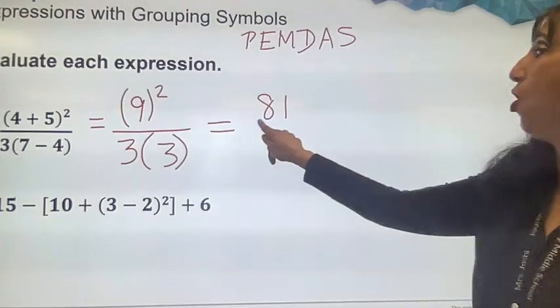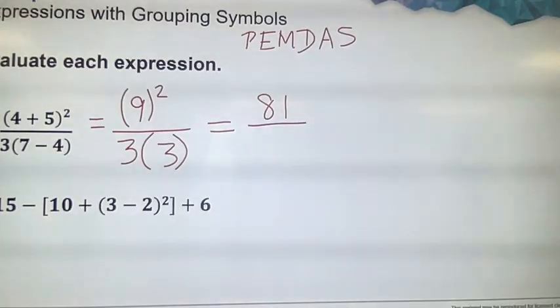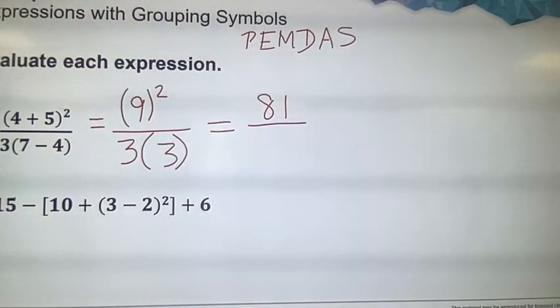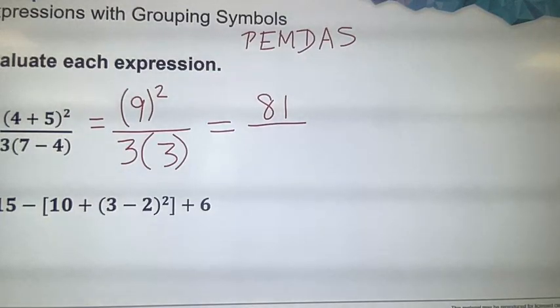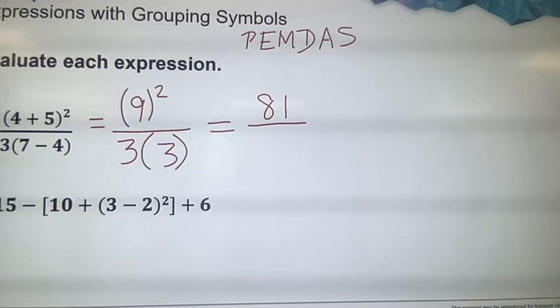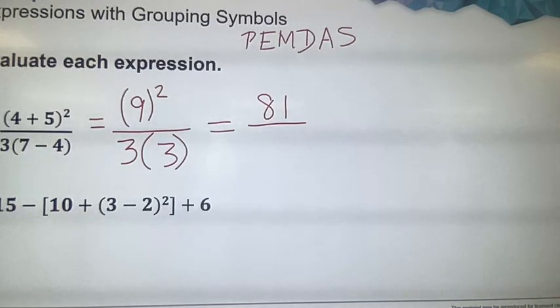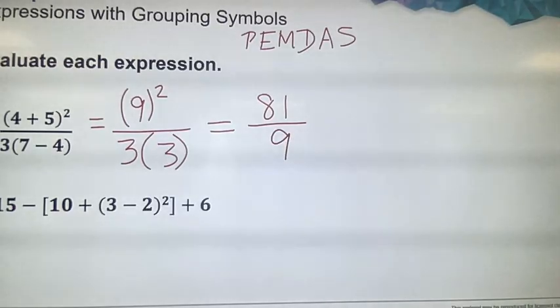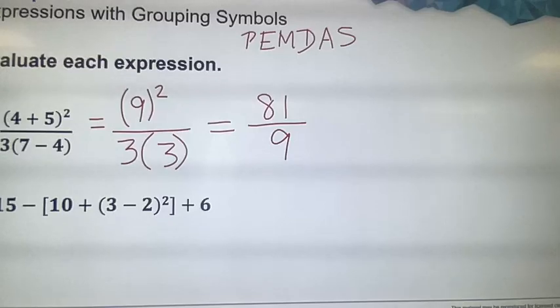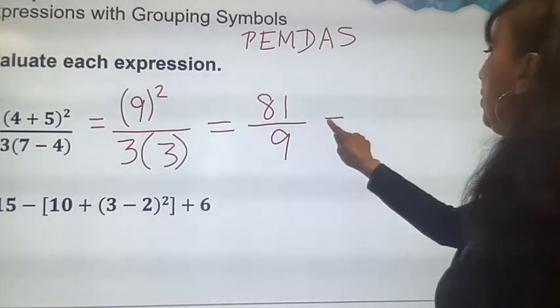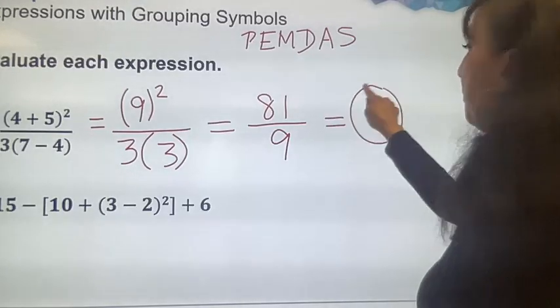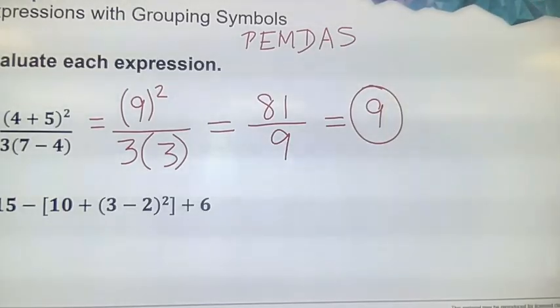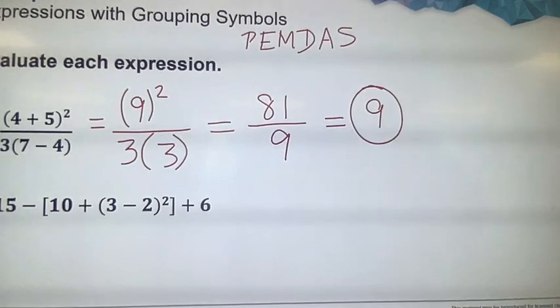All right, over here we have my 3 times 3, which is your multiplication, and when I multiply 3 and 3 in the denominator, I'm going to get 9. And what is 81 divided by 9? My answer is going to be 9. So that was the first one solved.